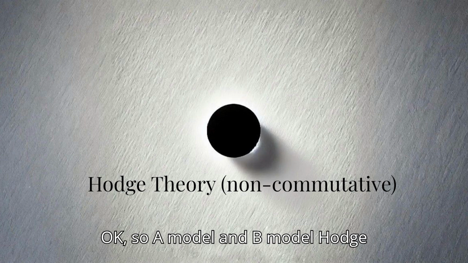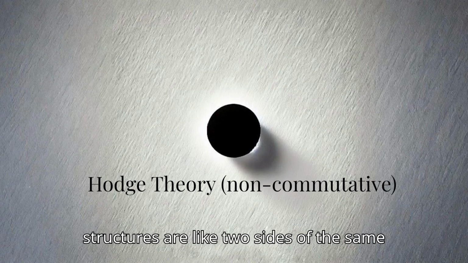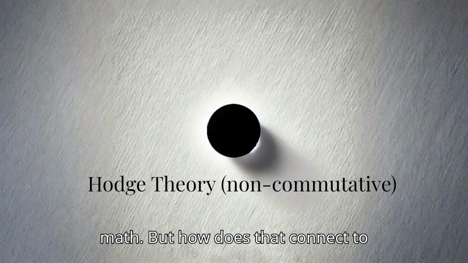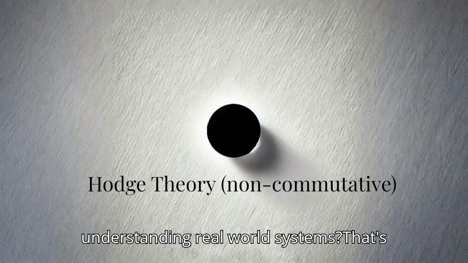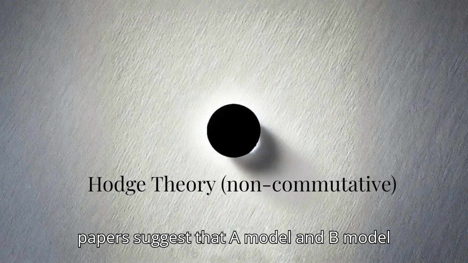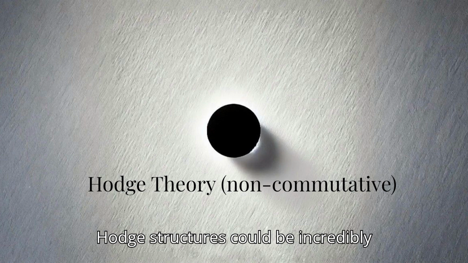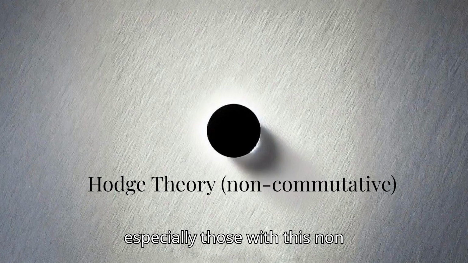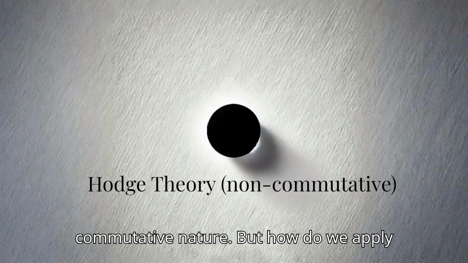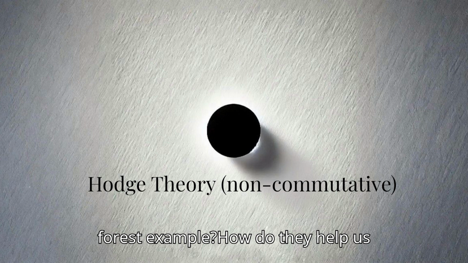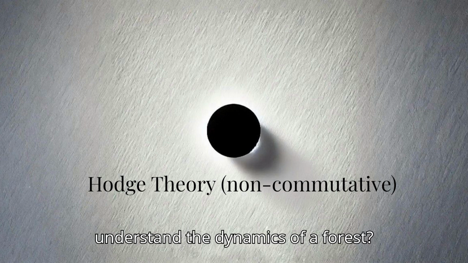Okay, so A model and B model Hodge structures are like two sides of the same coin. Two ways of understanding the same math. But how does that connect to understanding real-world systems? That's where it gets really interesting. The paper suggests that A model and B model Hodge structures could be incredibly useful for analyzing real-world systems, especially those with this non-commutative nature. But how do we apply them to something concrete, like our forest example? How do they help us understand the dynamics of a forest?